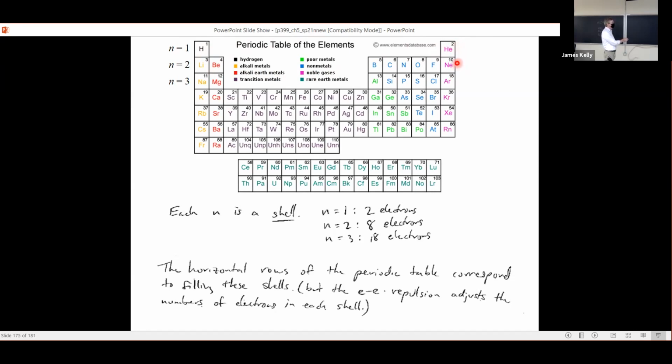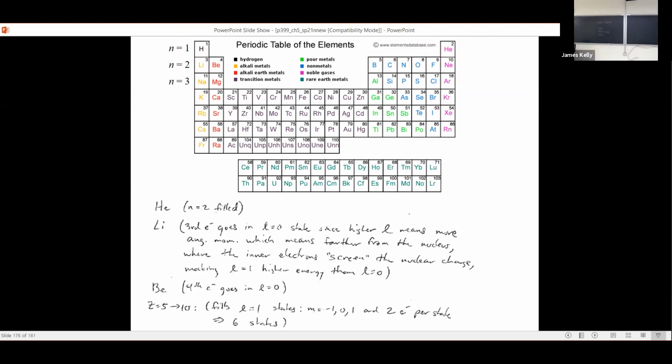When we get to neon, we filled n equals 2. When we get to argon, we filled n equals 3. But the details are a little bit more complicated. I mean, it sort of goes that way, at least at the beginning, but then we're going to have to adjust things because our model is ignoring those electron-electron interactions.